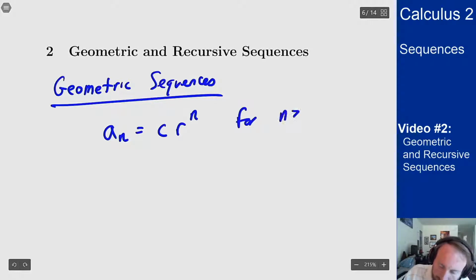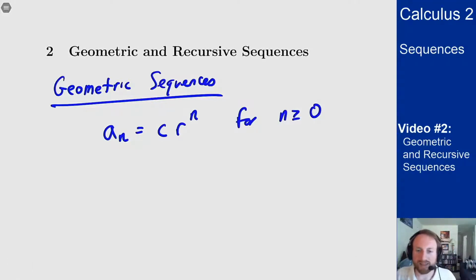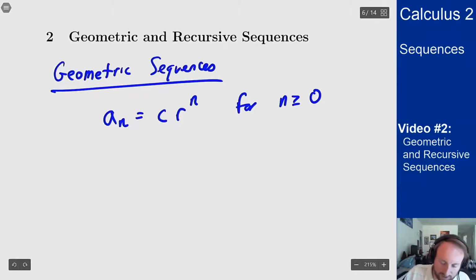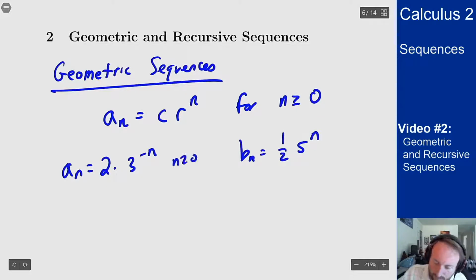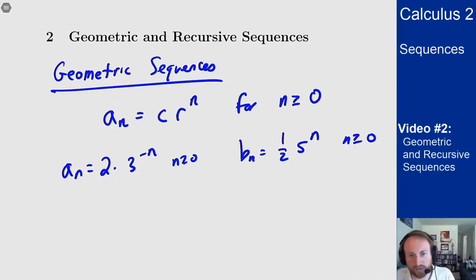For, we'll say, n bigger or equal to 0, but you can use bigger or equal to 1, whatever we want to start it at is fine, but it's sequences of this form. So something like a_n equals 2 times 3 to the minus n, that's of this form. Your r here is 1/3 because that flips it over. Something like b_n is 1/2 times 5 to the n is also a geometric sequence of the same form. It's a constant times a ratio to the n, and that's how you write out these terms.